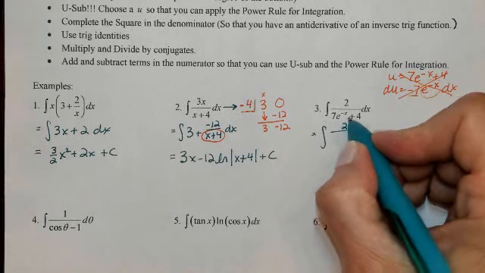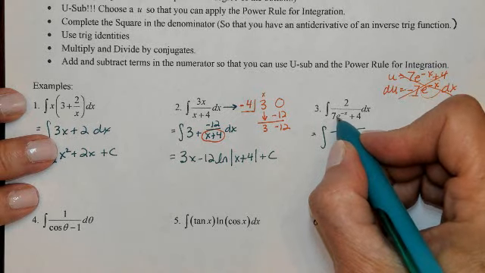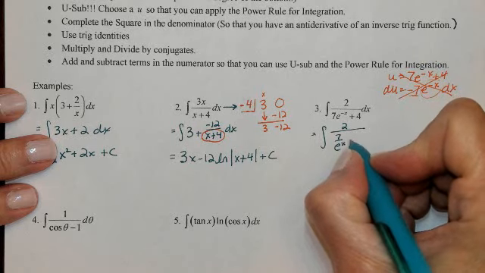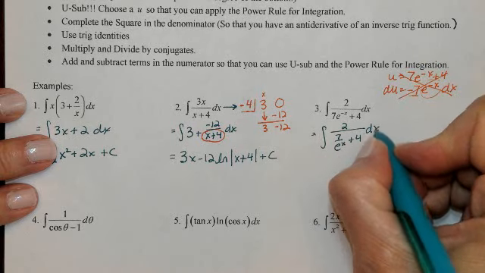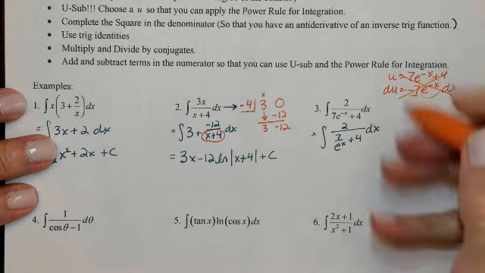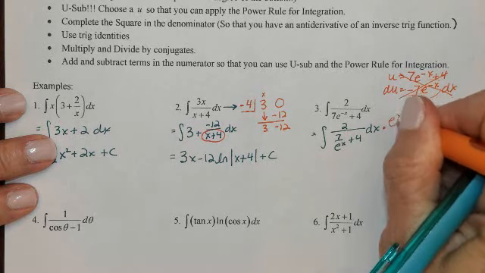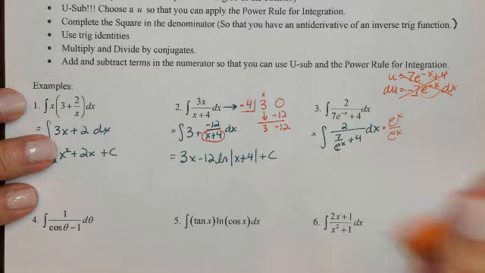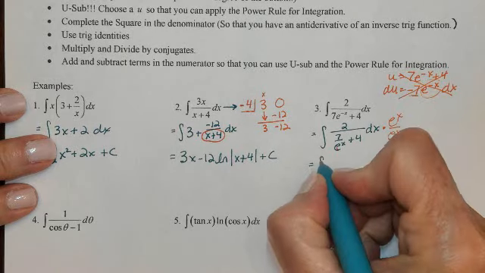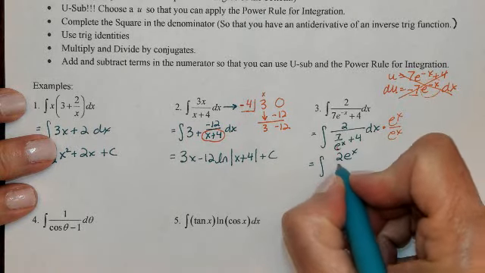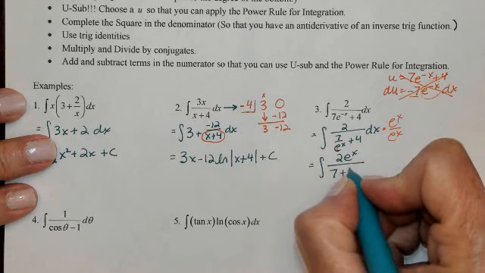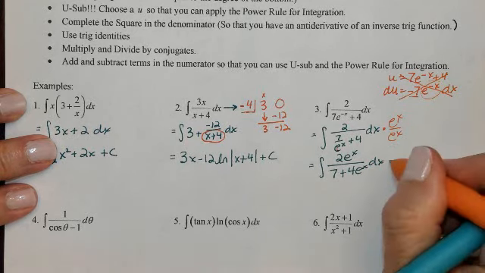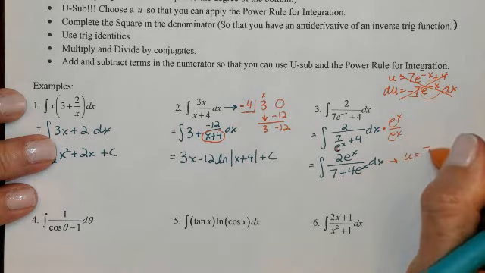I want to do something. So I'm going to change this e to the negative x to 7 over e to the positive x. And then that gives me an idea. What if I multiplied top and bottom by e to the x? That way I would get rid of that x right here. If I do that, then I have 2e to the x divided by 7 plus 4e to the x. Now let's let u be the bottom.